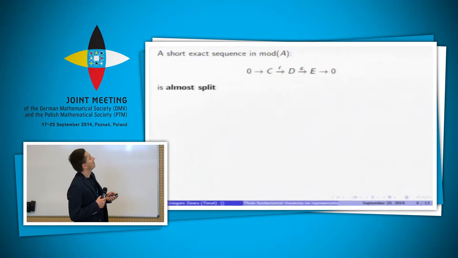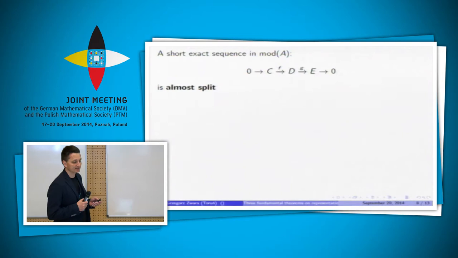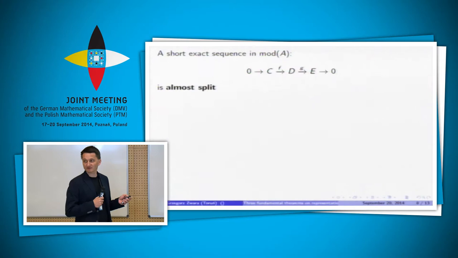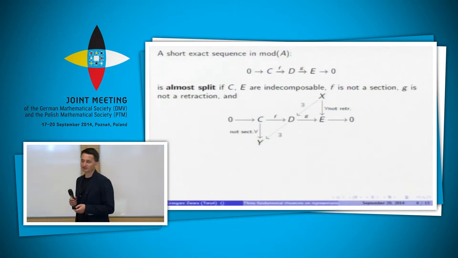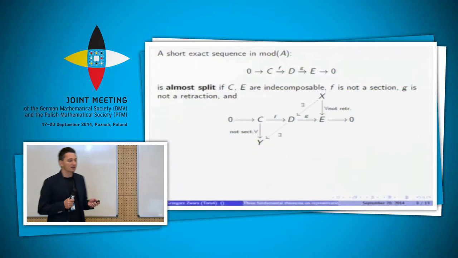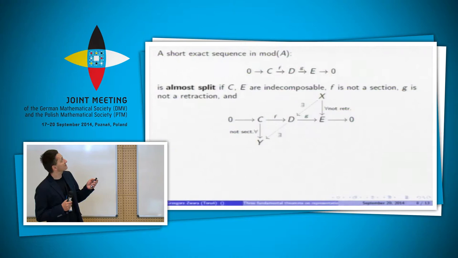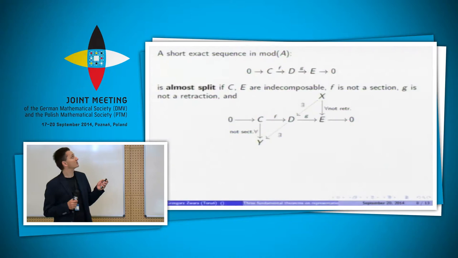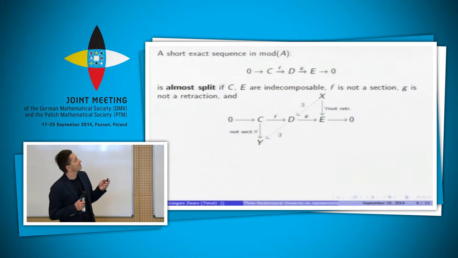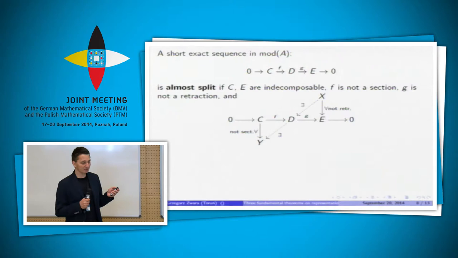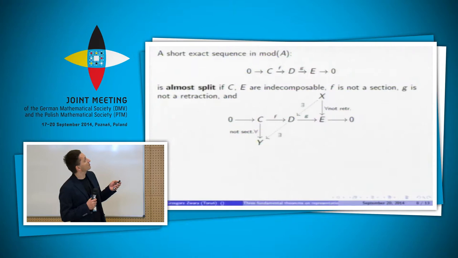And such a short exact sequence is called almost split if, and now a little long definition, if the ends of this short exact sequence, so modules C and E, are indecomposable, and if F is not a section. Let me say that F being a section means that this sequence is splittable, so that D is isomorphic to the direct sum of C plus E, and we don't want such a situation, so F is not a section. Equivalently, we could say G is not a retraction, so there is no homomorphism from E to D such that the composition is the identity on E.